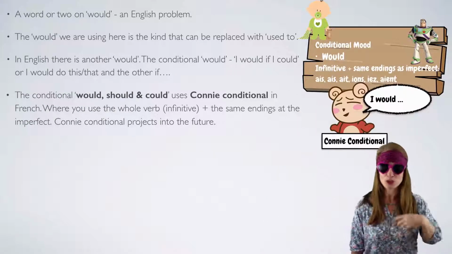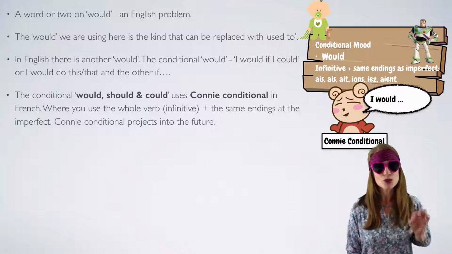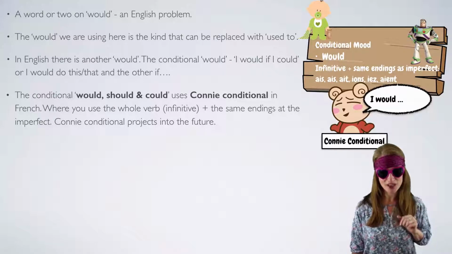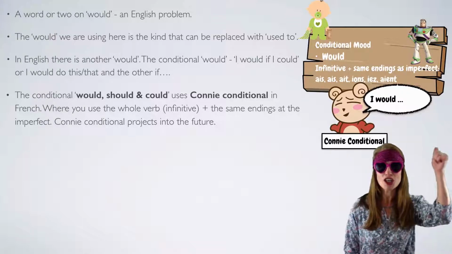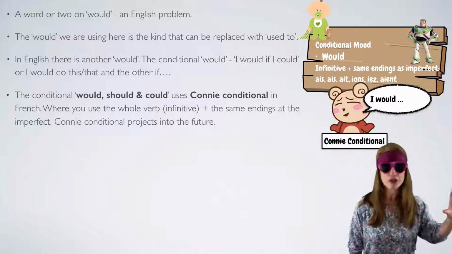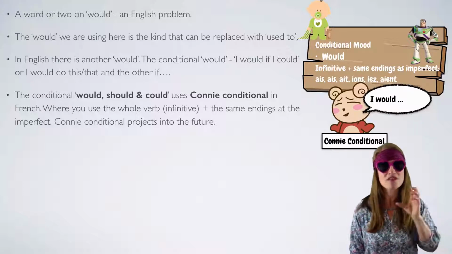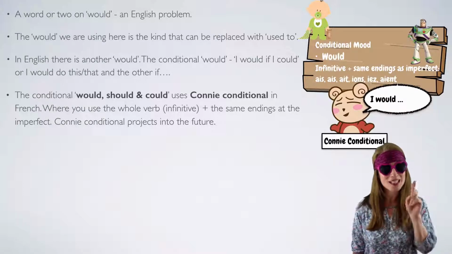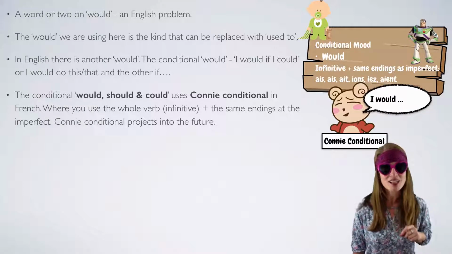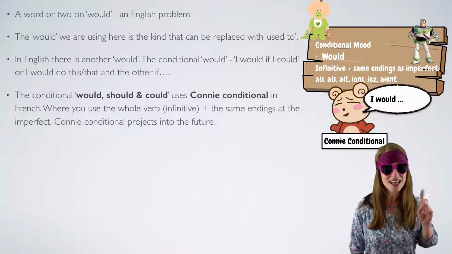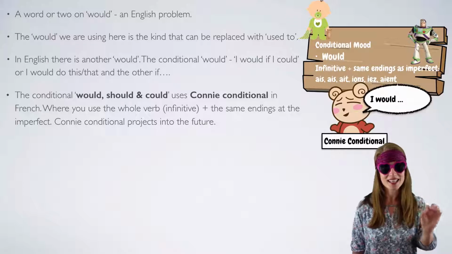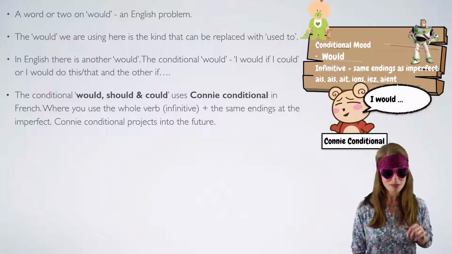The conditional, the would, the should, the could, uses conditional in French. To create the conditional in French, you use the whole verb, not a stem, the whole verb, the infinitive, but you add on exactly the same endings as we have for the imperfect: ais, ais, ait, ions, iez, aient. Still two words in French.